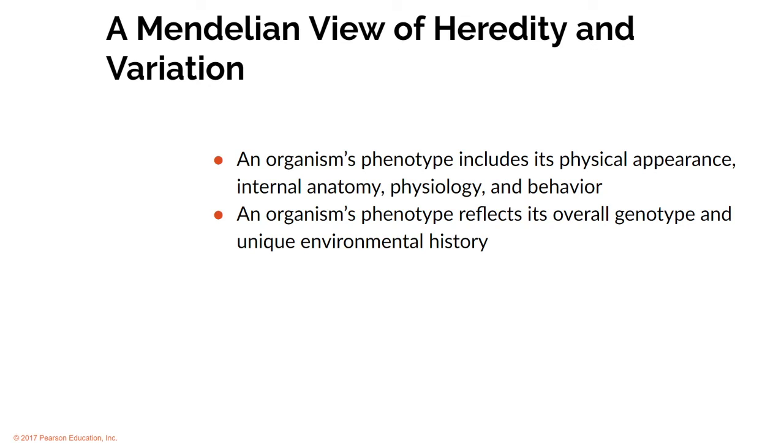So, an organism's phenotype includes its physical appearance, but also keep in mind those internal characteristics, so anatomy, physiology, and behavior as well. So, the large scale behaviors of an organism are attributable to its phenotype. And remember that behavioral things as well as genetic things can have an effect on all of these. So, behavior, physiology, anatomy, and appearance. So the phenotype is a reflection of the genotype, so all of the genes, as well as the unique environmental history, so the effects the environment has had on the organism over its lifetime.